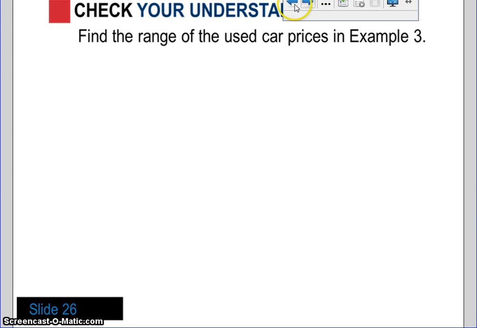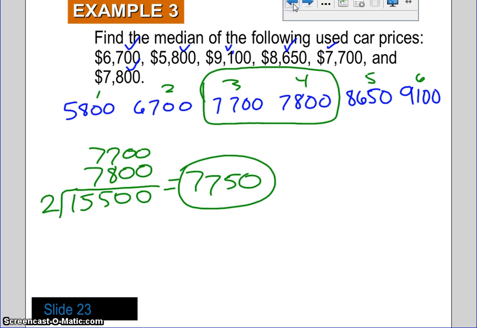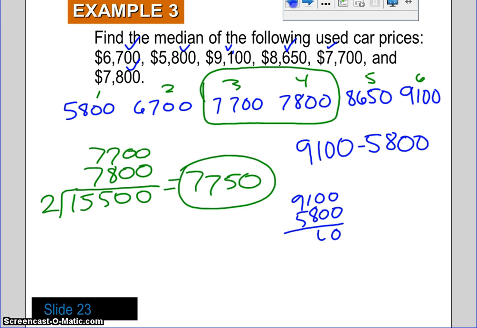Okay, for the you do, it's asking you to find the range of the used cars in example 3. Please do so and press play when you're ready. All right, example 3. So finding the range, I take my top value, which is 9,100. I subtract the bottom value, which is 5,800. And so I'm going to get 9,100 minus 5,800. And the range is 3,300 for this answer.